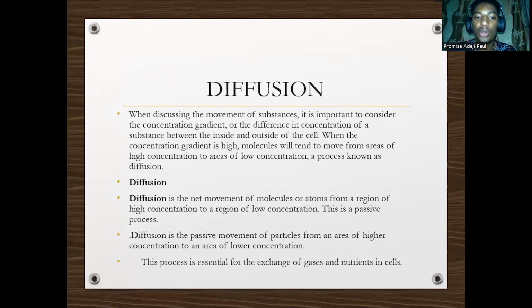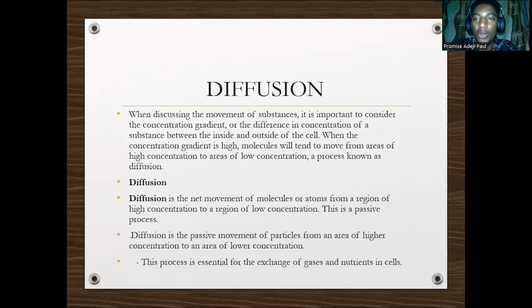So first of all, we'll talk about diffusion. So when we discuss the movement of substances, it is important to consider the concentration gradient. So what do we mean by concentration gradient? It's the difference in concentration of a substance between inside and outside the cell. So are they more inside the cell? Are they more outside the cell? That's what we'll talk about. Is there more inside the cell? Is there more outside the cell? Just the difference. If they are equal, there is no concentration gradient.